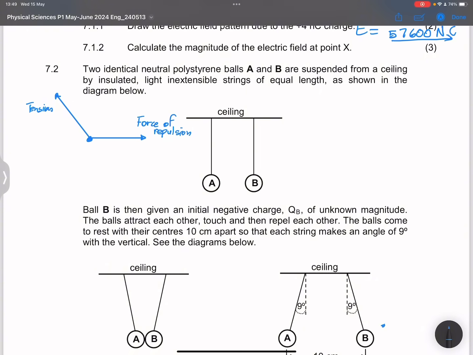And then finally, we'd have the gravitational force there. Right, so we know we'd have the weight of these guys, right? So those are the forces that are acting. And I know that this force is actually acting at an angle of 9 degrees to the vertical, right?